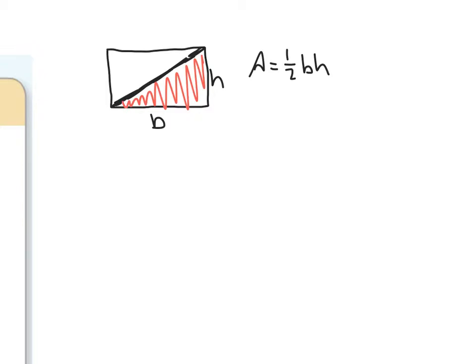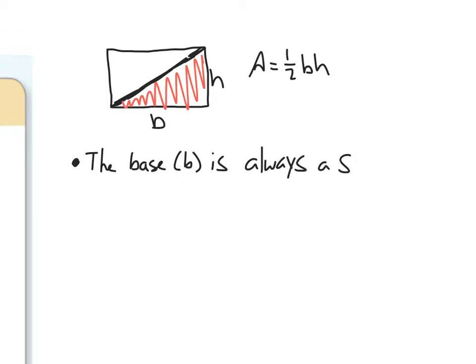Well, something else that has to be true. In fact, there's 3 things that have to be true. 3 things that I want you to write down. Item number 1 is that the base is always a side of the polygon. Okay? The base is always a side of the polygon.